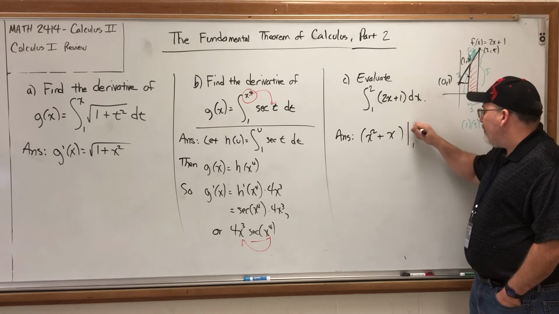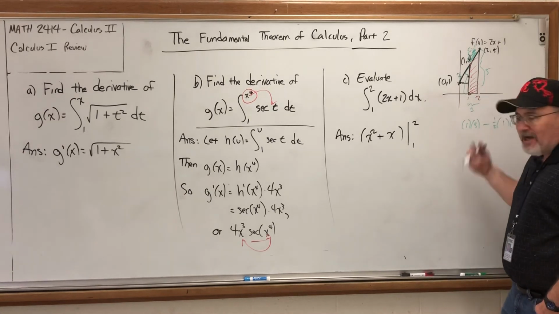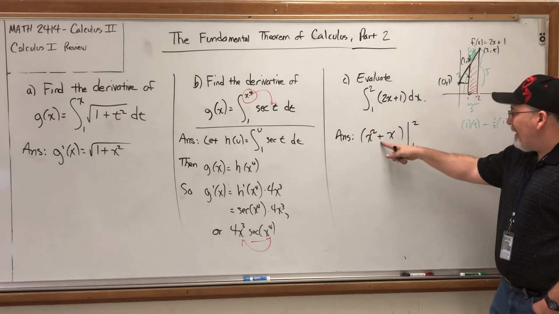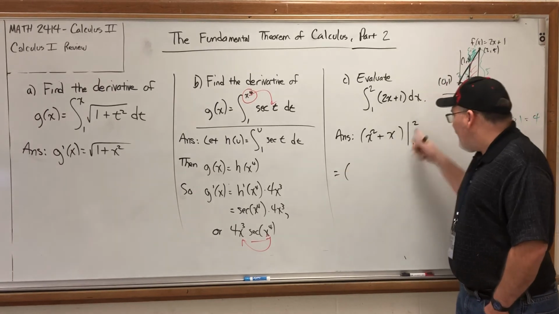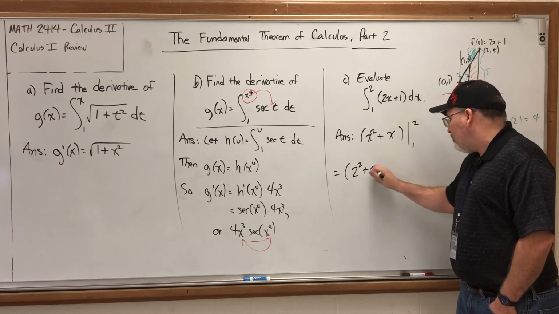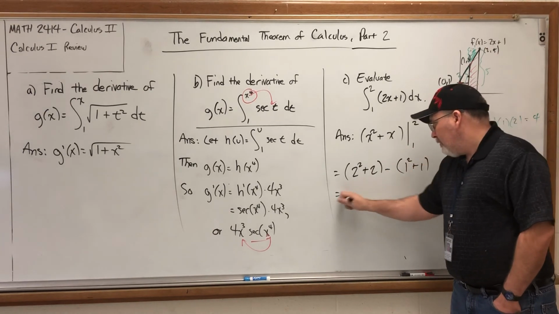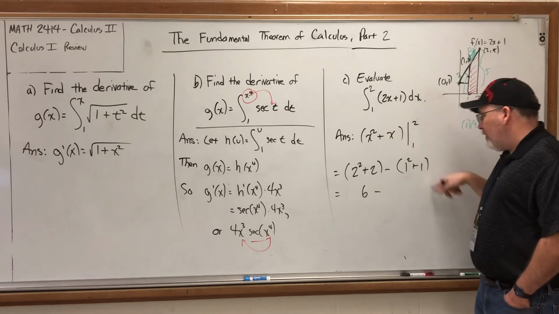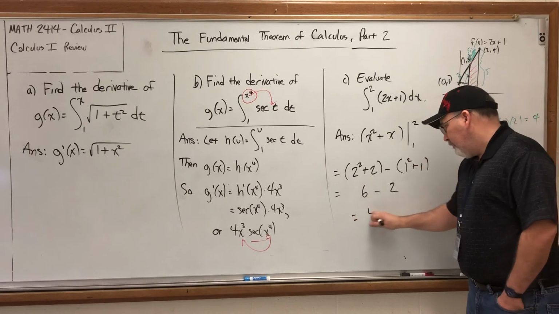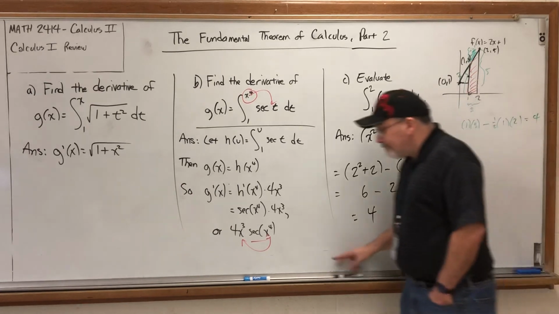And you may remember the notation of putting a vertical line with the limits of integration on the bottom and top of it, meaning that we're going to evaluate this at 2, evaluate it at 1, and subtract the results. If we evaluate it at 2, we get 2 squared plus 2. If we evaluate it at 1, we get 1 squared plus 1. 2 squared plus 2 is 4 plus 2, which is 6. 1 squared plus 1 is 1 plus 1, which is 2. 6 minus 2 is 4, thank goodness, because geometrically that's what I thought.